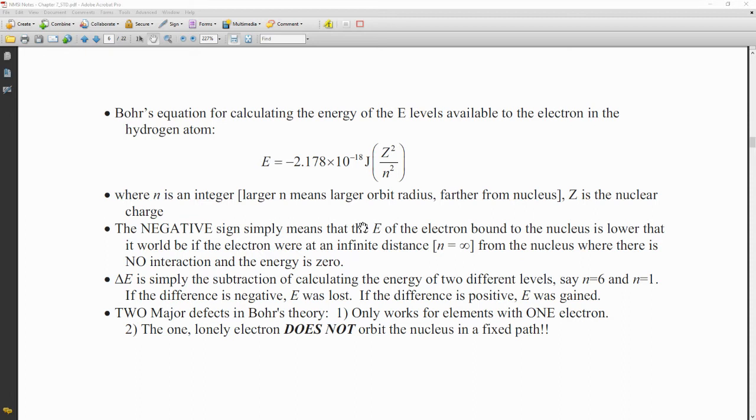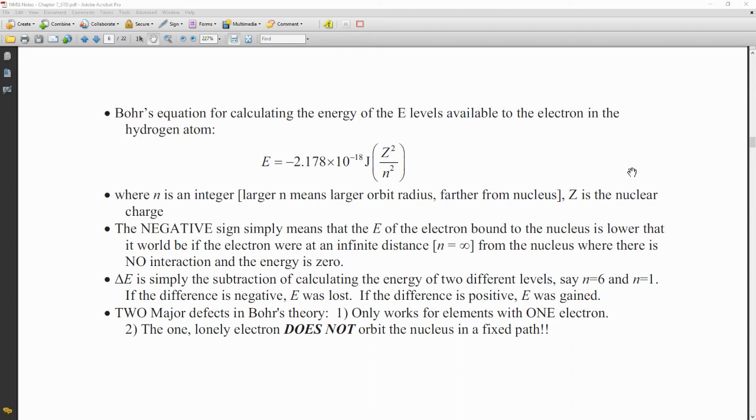And so, again, as we're looking at that relationship between energy and distance, the negative sign implies that the energy of the electron bound to the nucleus is lower than it would be if the electron were just an infinite distance away from the nucleus, where there's no interaction and the energy is zero. Okay, so we actually reach this minimum energy.